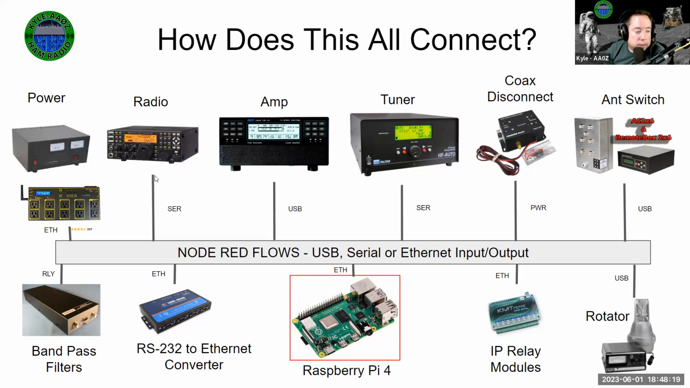It connects directly into the USB port on the Raspberry Pi, and we're able to get data out of this K3 or this K3S. Flexes are the easiest to get information out of. They have an Ethernet port on them, and we've actually built nodes for FlexRadio. Here's an amp that might plug into USB that's got some information, a tuner, a Palstar tuner. These antenna disconnects are really cool. Basically, they latch whenever you provide power to them, and they unlatch when you disconnect power.